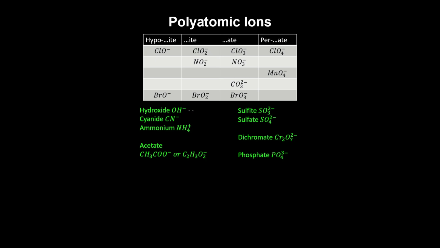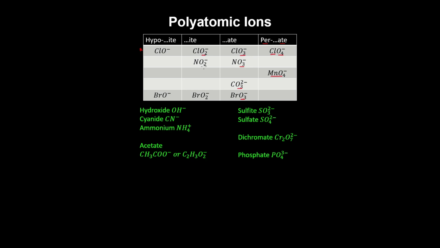We should be familiar with the following polyatomic ions, and there's some patterns we can see when we name them. So in this table, if the ion has 4 oxygen atoms, the name ends with ate and starts with per. So here we have perchlorate, permanganate. And if the polyatomic ion has 3 oxygen atoms, then its name ends with ate. So this is chlorate, nitrate, carbonate, bromate.